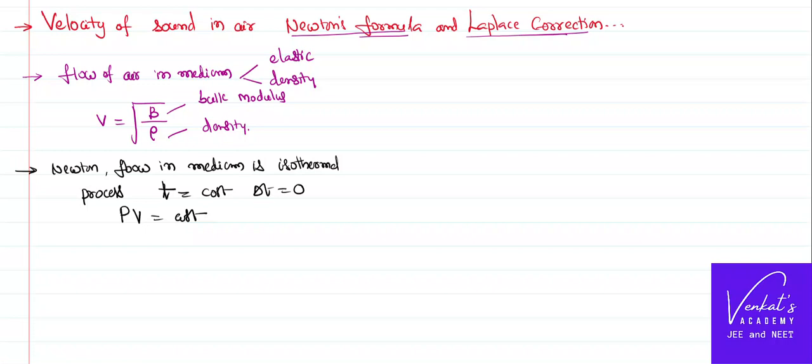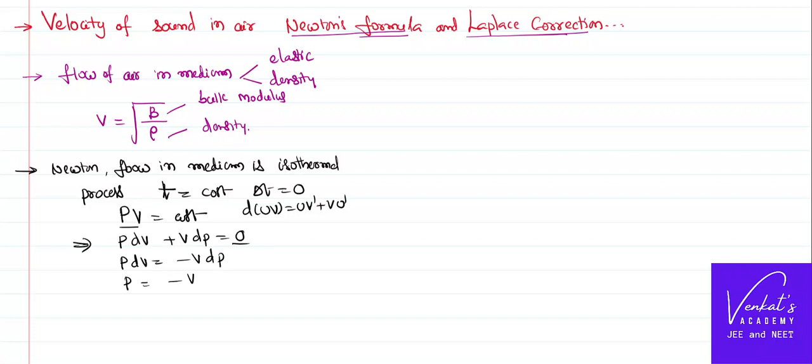If I differentiate this, I will get P dV plus V dP equal to 0. This is differentiation of UV formula: U V dash, that's differentiation of V, and V differentiation of U. Differentiation of a constant equal to 0. Then P dV equal to minus V dP. P can be written like minus V dP by dV. So this can be written like minus change in the pressure by change in the volume to original volume.